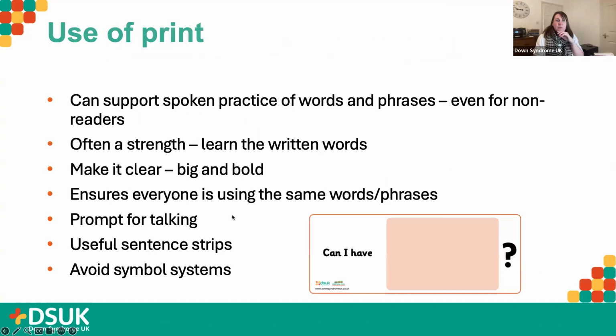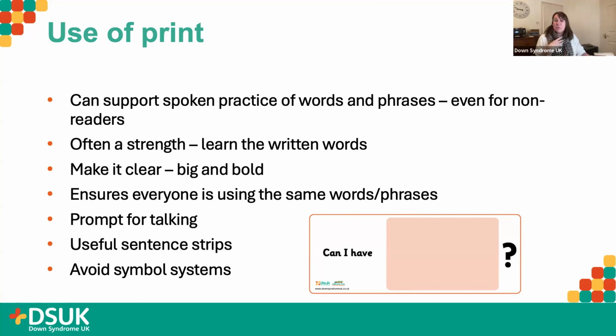Just a last example of using print that really supports that spoken practice of words and phrases, even for non-readers. If you think my child's nowhere near reading yet, that absolutely doesn't matter. It can be useful to bring in the use of print right from when I start with my younger babies, so maybe 7, 8 months. I'll say, choose your words that you want to target. You're going to get some pictures of them and put the text underneath. And the child is nowhere near learning those words. That's not what they're there for.